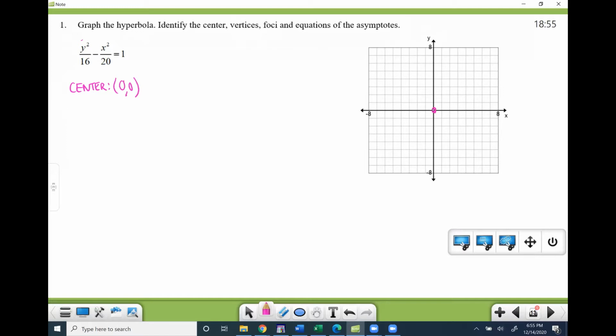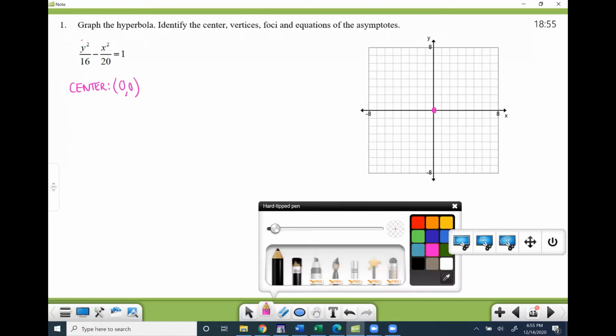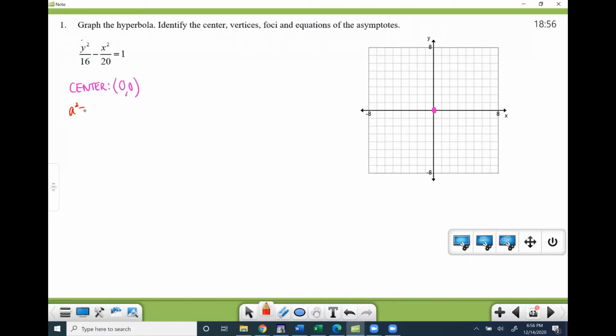Now we said a squared is no longer whoever's biggest. A squared is whoever's first. So that means a is going to be 4. Since it's underneath y, you're going to go 4 in the y direction. 1, 2, 3, 4. 1, 2, 3, 4.